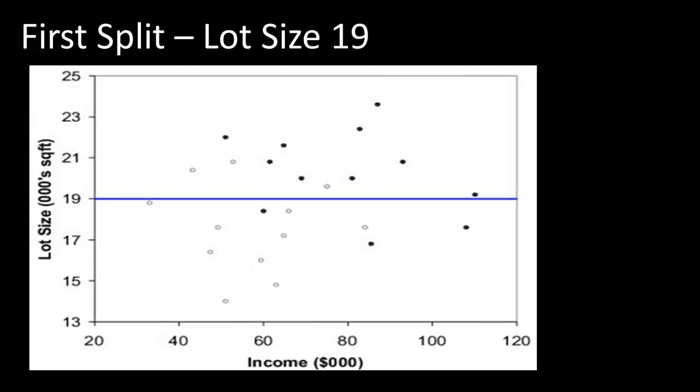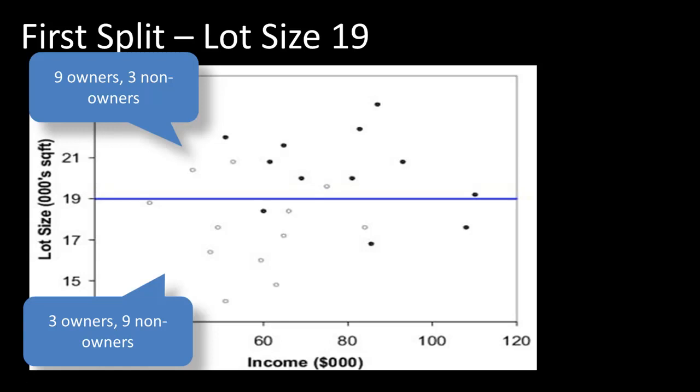And it so happens that after evaluating all the 38 different possible splits, the best one is at a lot size of 19. You can just take this for granted, or you can sit down and perform all the calculations. But what happens is we end up with two sets, both of which are more homogeneous than before: 9 owners, 3 non-owners, and 3 owners, 9 non-owners.